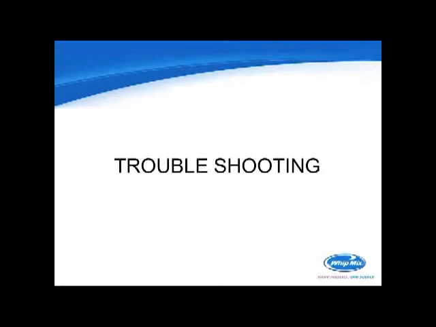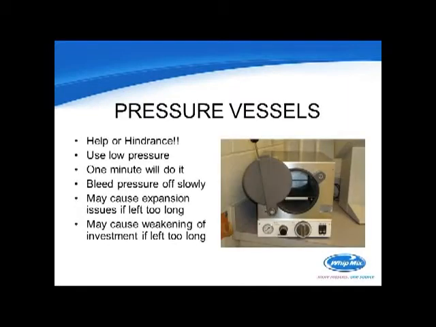Let's talk about some troubleshooting. Pressure vessels, they've come on in the last few years. Many are using them with success to help control bubbles, and this is good, but they can also be a hindrance, so they're a help or a hindrance. You should be using low pressure. When I say low, I mean somewhere down around 30 psi. You only need to really have them in there for about 1 minute. That's plenty of time to press any bubbles out of the way. Then at that point you want to bleed the pressure off slowly. Don't just open it up and shock your systems.